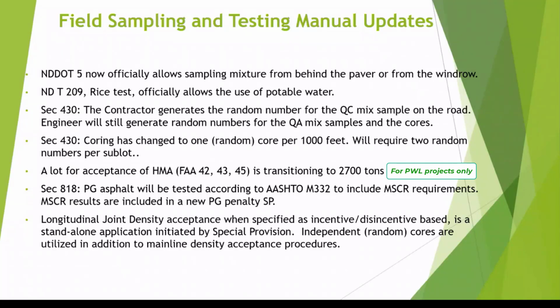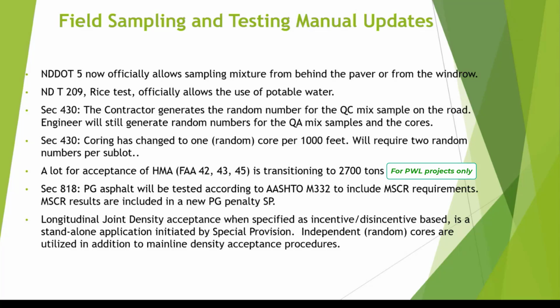QC/QA super pay projects, the length and tonnage, generally the project's done with a windrow. So that by far is probably the safest place and the least impactful from a destructive test location to grab your field mix samples. So that's in there. The rice test we'll talk about tomorrow, but essentially that was a relatively small change, allows the use of potable water.